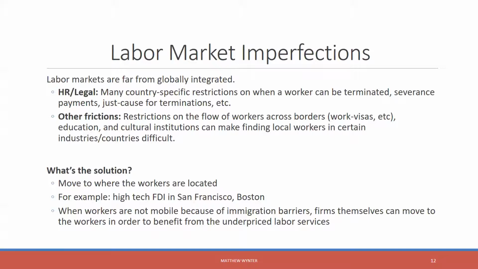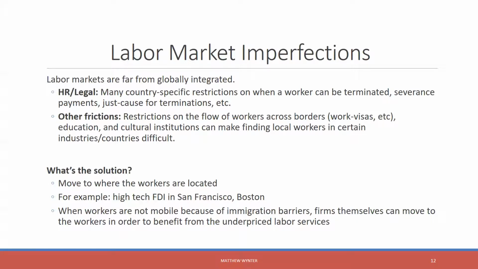We also have very real frictions on the flow of workers across borders. Again, when we talked about Brexit, we said that one of the major disruptions is that now you've got a whole team, masses of people that have work visas that are in limbo, and all of that is very disruptive. We have differences in educational institutions and cultural institutions around the world that can make finding local workers in certain industries in certain countries very difficult.